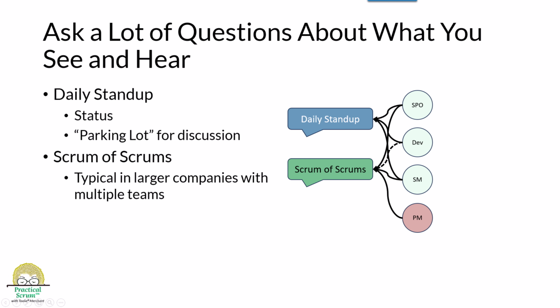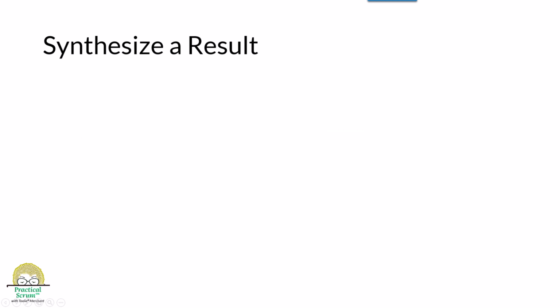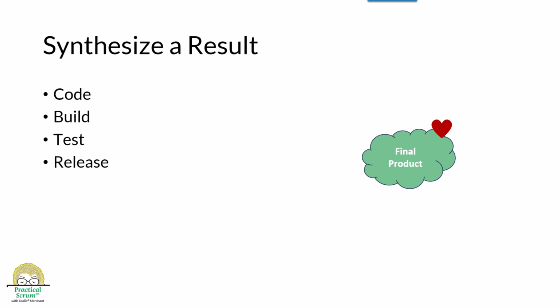In some companies, the product owners do all the talking. In others, the Scrum Masters go over the dashboards to review the statistics. Depending on the length of the meeting, all three parties may contribute. But don't forget about those quarterly meetings where stakeholders have lots of questions. Your time cycle for the stakeholder meetings may vary, but no doubt they occur where you are. So, synthesizing the result, we take all that information, we code it, we build it, we test it, and we put it into a final product. That's the primary result of all that activity.